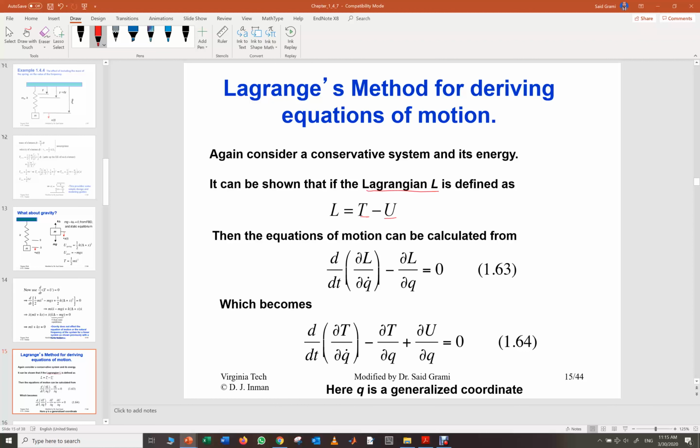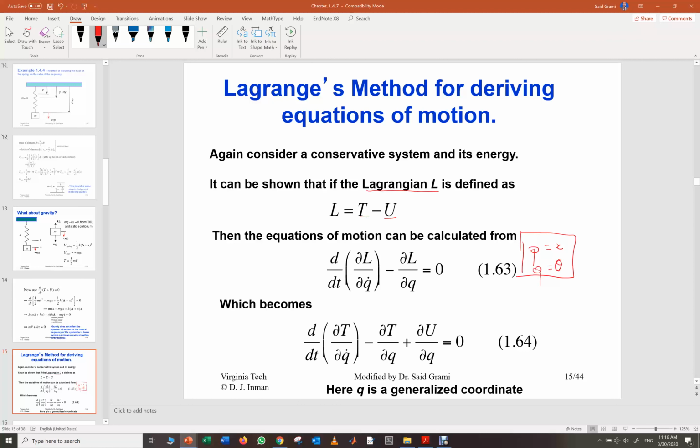In this case, the equation of motion can be calculated from the derivative with respect to time of the partial derivative of L with respect to Q dot, minus the partial derivative of L with respect to Q, equal to 0. In our case, for a translation system, Q is equal to x. For a rotation system, Q is equal to theta. So it's just a notation.